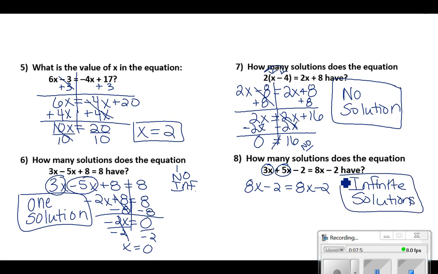But if you didn't notice that right away, you could keep going. Because I could add 2 to both sides, and that cancels out on both sides. And I'm left with 8x equals 8x. I can stop there again because I have the same thing on both sides. But I could keep going. Divide by 8, divide by 8. And finally, I would end up with x equals x, which is true, which gives me infinite solutions.